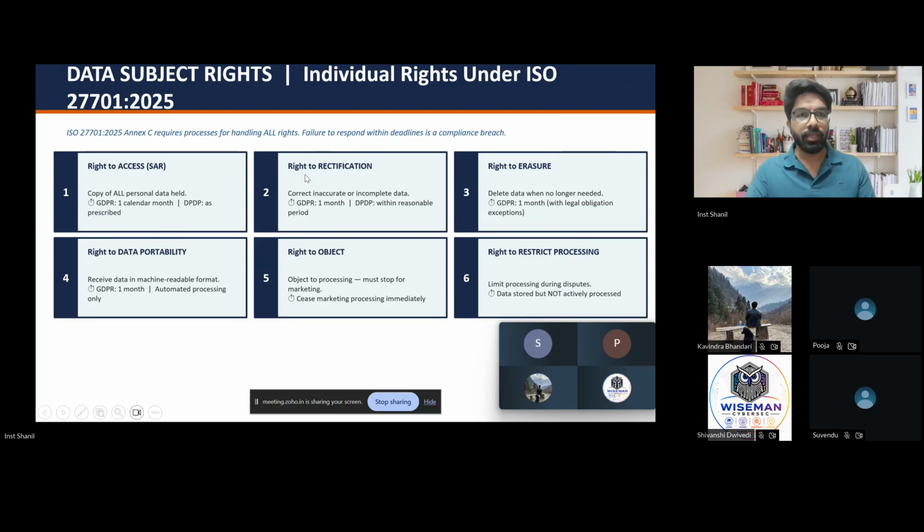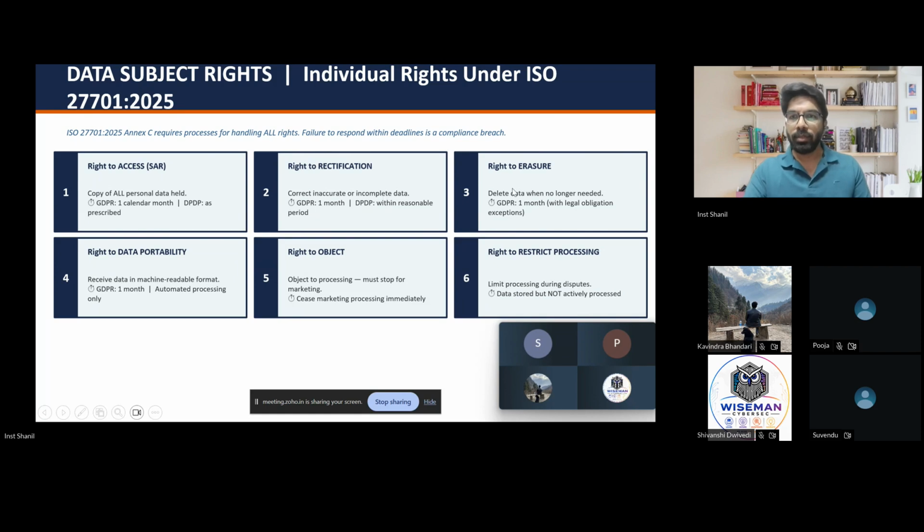Then we have the right to rectification, correcting inaccurate or incomplete data. So this again you can relate to the KYC, which a bank does. Any data which you think has changed, you must immediately communicate the same to the data processor, wherever your data is getting stored. The timeline which the GDPR Act allows is 1 month, and under DPDP, it just mentions a reasonable period, not a stringent timeline.